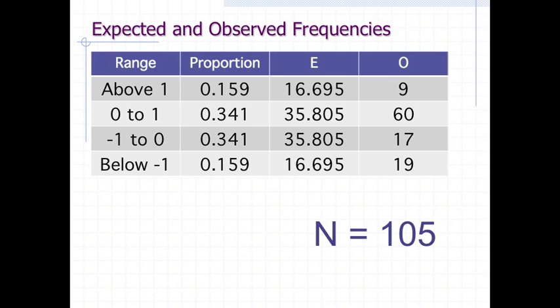The observed frequencies are computed by counting the number of students with standardized GPAs in the various intervals. For example, only 9 students have standard scores above 1. It is clear that the distribution deviates from a normal distribution. The greatest deviation is that only 35.805 students were expected to be between 0 and 1, while the actual number in the interval was 60.